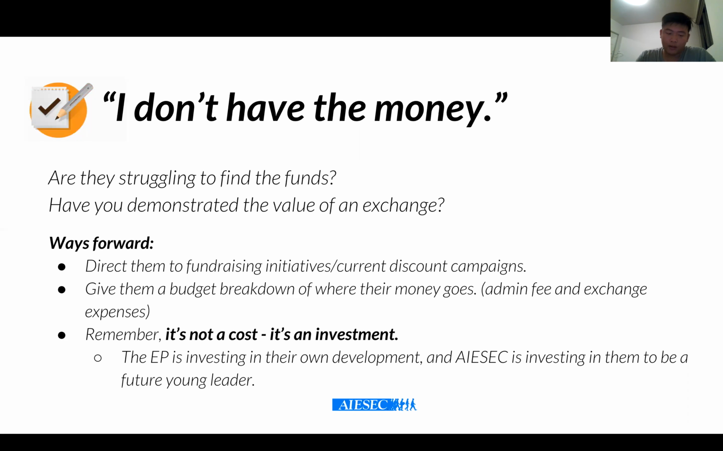Like we were saying, framing the conversation in such a way that you get the EP to understand that it's not a cost, it's an investment of their money into developing themselves. That's the strategy I like to use going into CCs, because it's very easy to get hung up on the money side, and then EPs aren't able to move away from that and see what they can actually get out of an Isaac exchange.